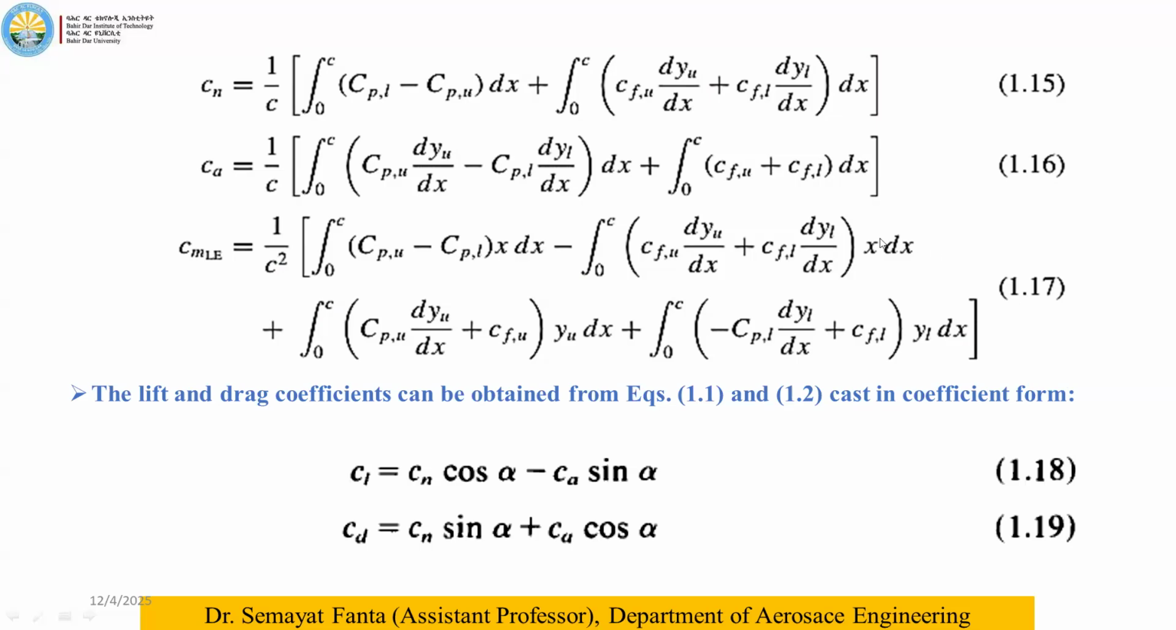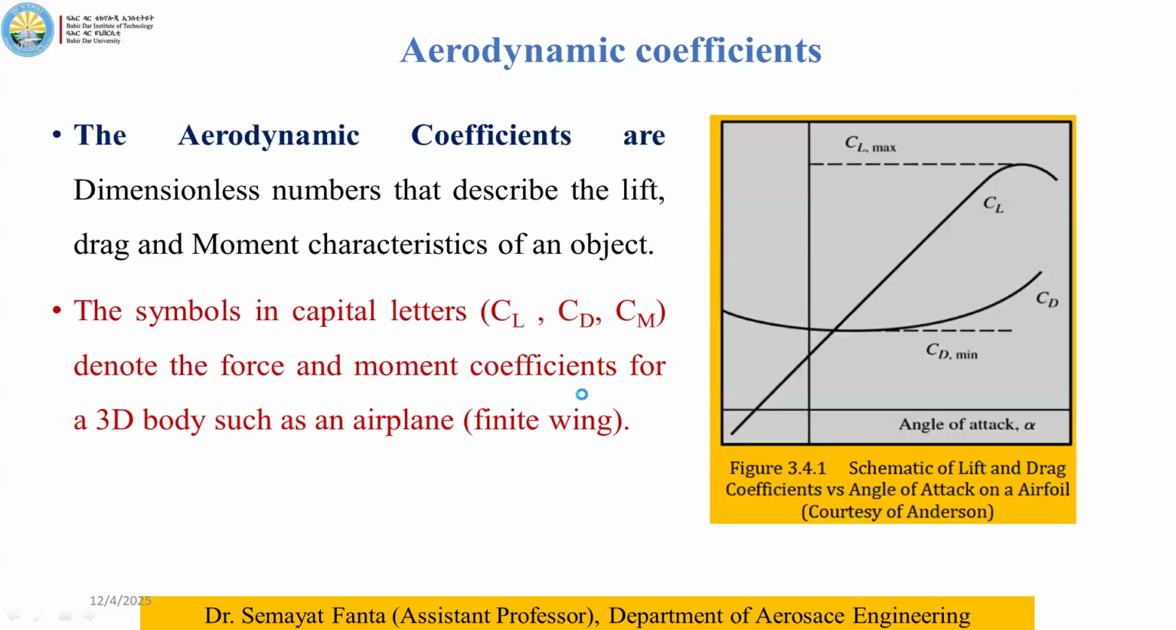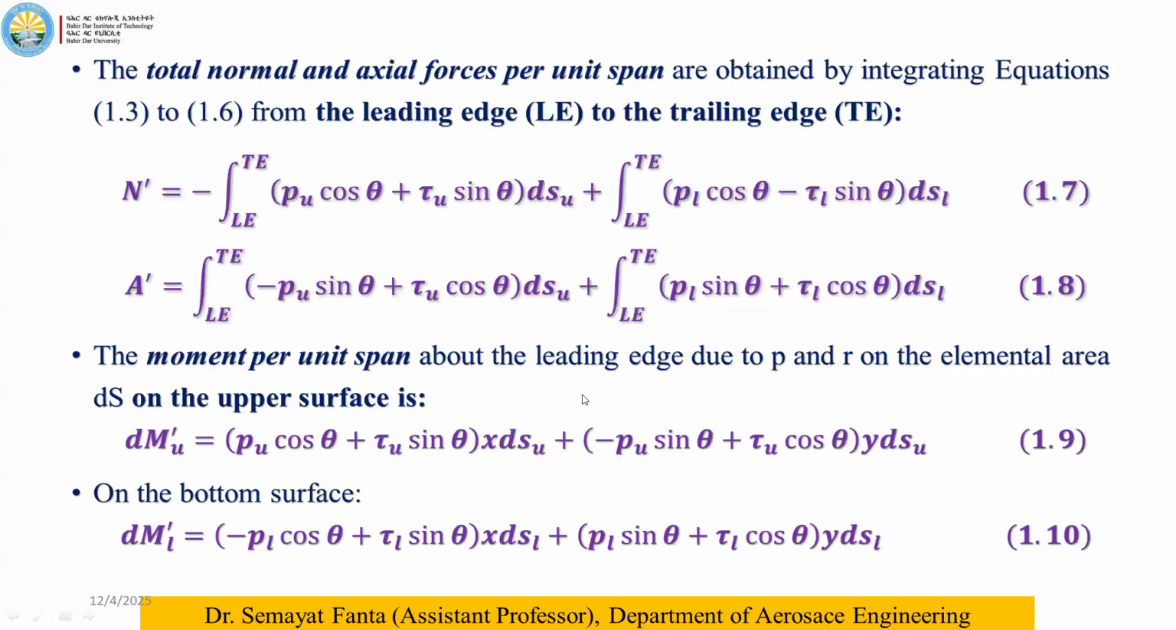So this Cm is a combination of Cn and Ca. So it is a kind of long formula. Finally, after some rearrangement, what we can get is Cl and Cd directly. Cl is equal to Cn cos alpha minus Ca sin alpha. And Cd is Cn sin alpha plus Ca cos alpha, as we have done before here. I can go back to the N and A forces. Normal and axial forces are given here.